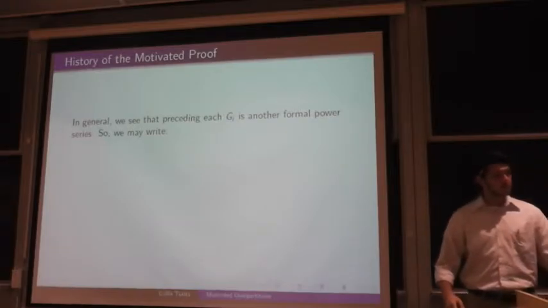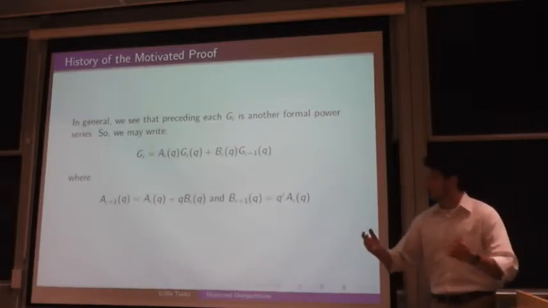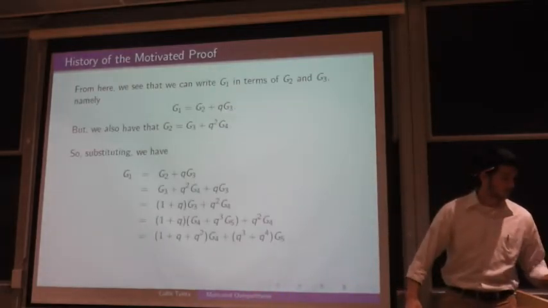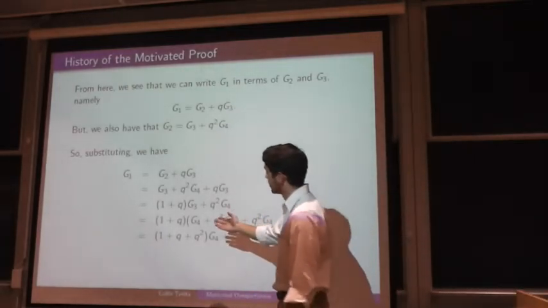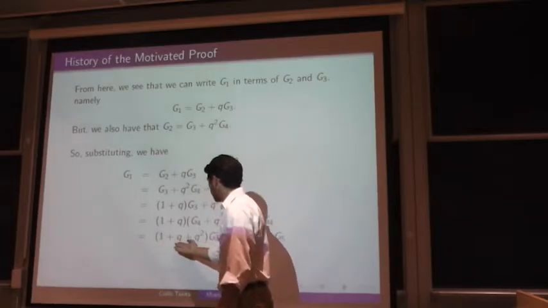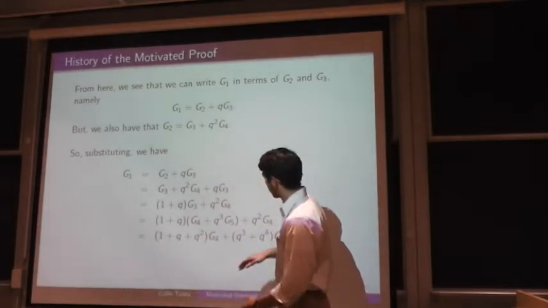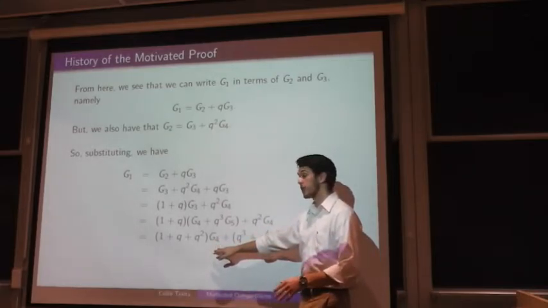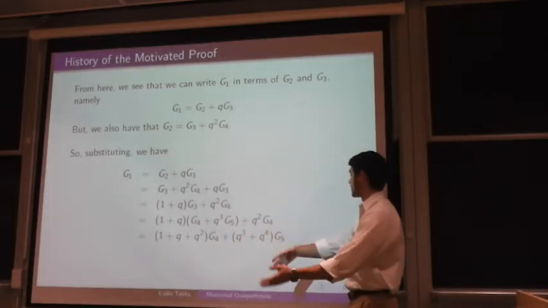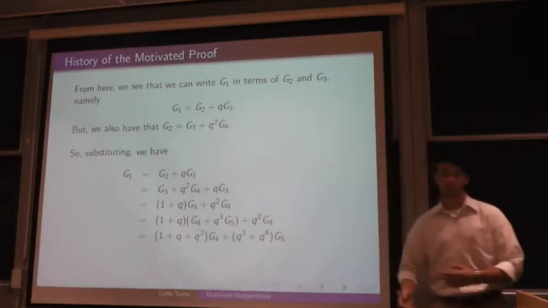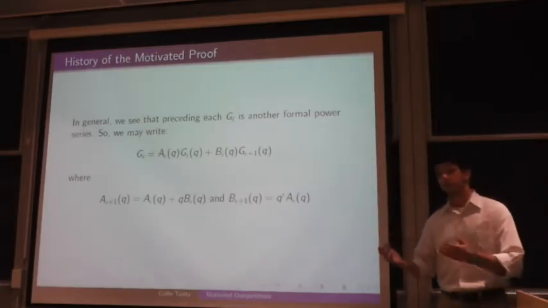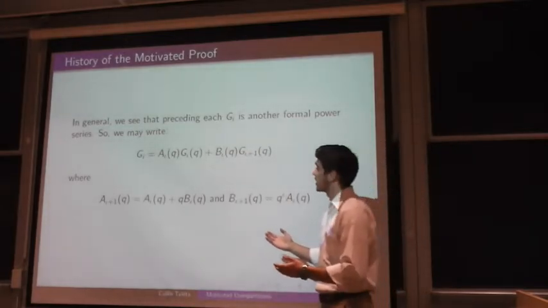So in general, and this is what I was saying, each of these G sub i's, if we think back to this right here, we have this G1, which can be written, like I said, as 1 plus q to a power, a string of q's, and then times a series which again starts 1 plus q to a power, and then q to a power times another series starting 1 plus q to a power.